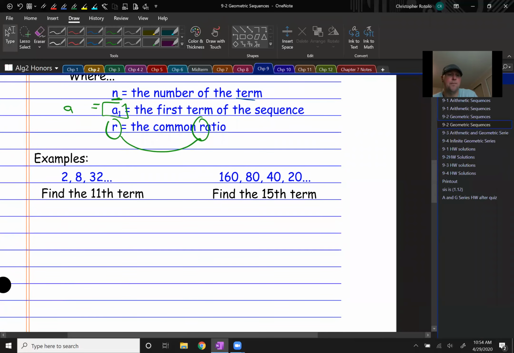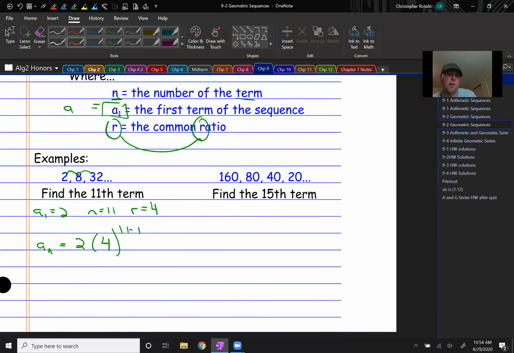All right, so how do we do it? We want the 11th term. So what are the things we know? A sub 1 is 2. n is 11. r is, I don't know, 2 to 8, 8 to 32. That's 4 again. Okay, so these look like the ones from above, so we don't have to think about that. We'll just plug them in. We want the 11th term, so let's go. The first term is 2. The ratio is 4. And we want 11 minus 1 because that's what's in our formula, n minus 1.